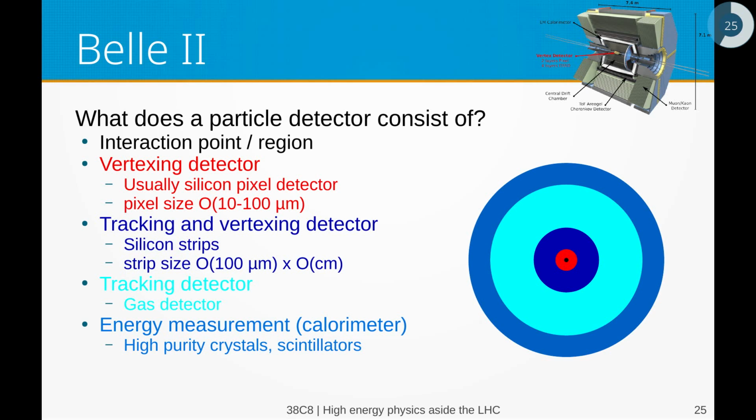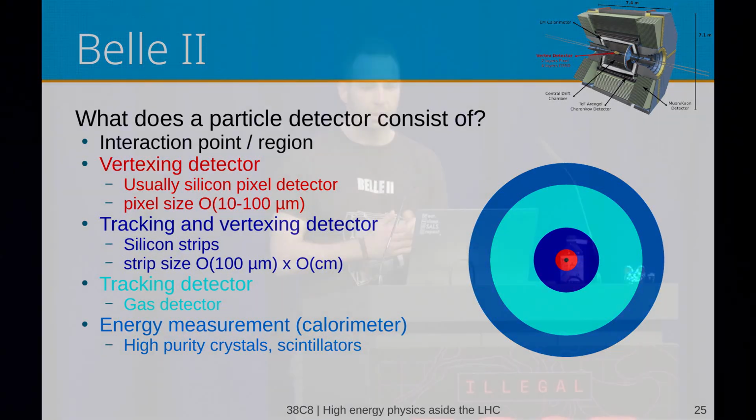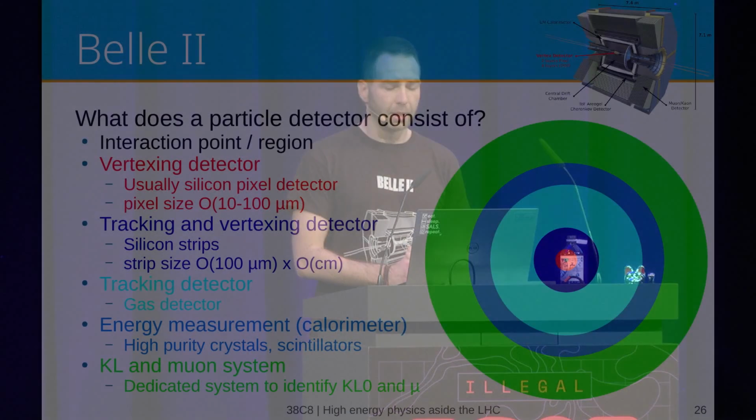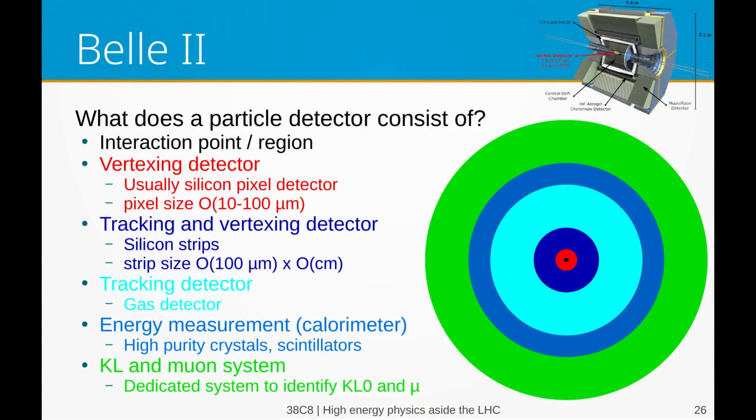Then we also have to measure the energy of the particles, which is done by the calorimeter. Usually, or very often, it's high purity crystals or scintillators. So the particle goes into these crystals, and because they are so dense, the particles are essentially stopped, at least most of them. Some make it through, but it's only certain types that make it through. And because they are a bit more tricky, we also have the so-called K-long and muon system, which is the outermost part.